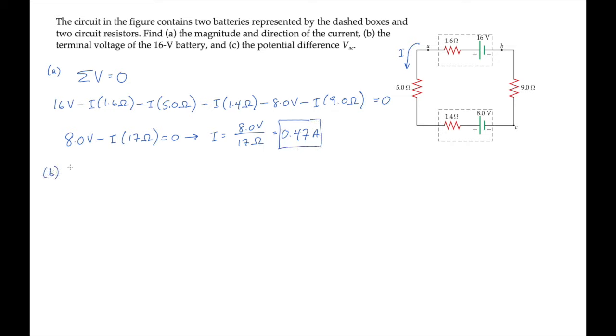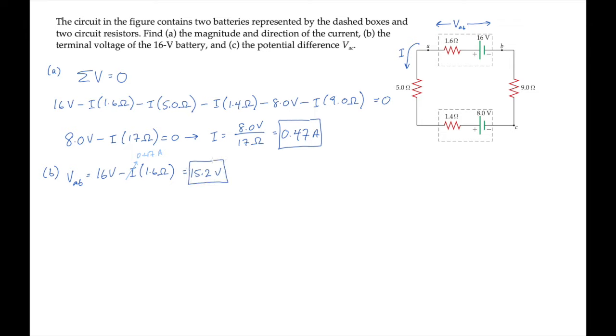Part B asks us to find the terminal voltage of the 16-volt battery, the battery on the top. That's the magnitude of VAB that I'll illustrate here, and it's given by the 16 volts minus the voltage drop across that 1.6 ohm resistor. We know the current is 0.47 amps, so VAB works out to 15.2 volts.